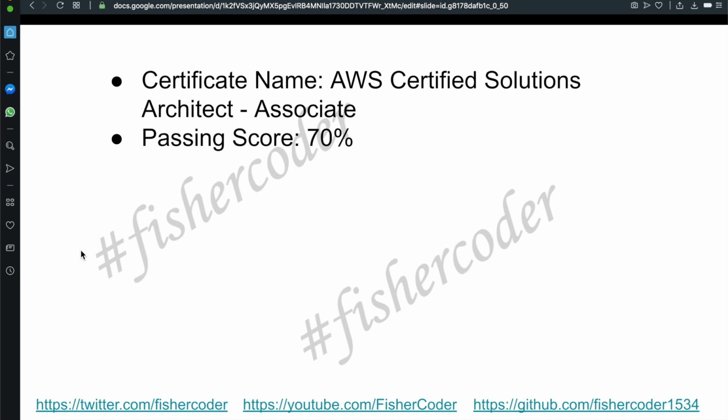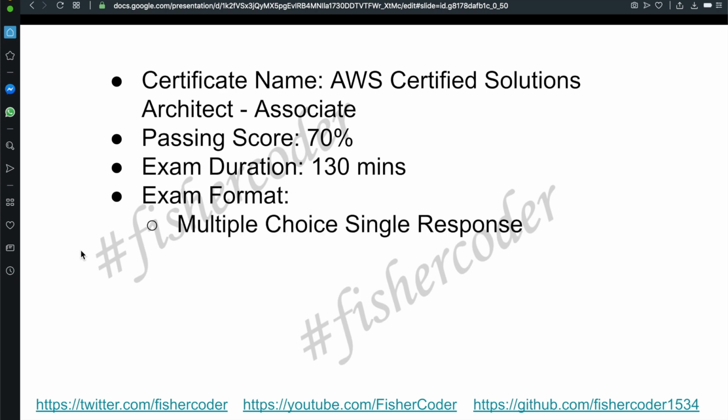I don't know exactly how AWS grades your exam, but around 70%, if you can get 7 out of 10 questions correct, then you are about to pass. Exam duration is a little bit longer than the Cloud Practitioner exam. This time, it's more than 2 hours. It's 130 minutes. Exam format is exactly the same as the previous certification exam, which consists of two types.